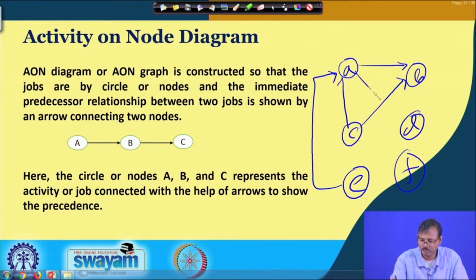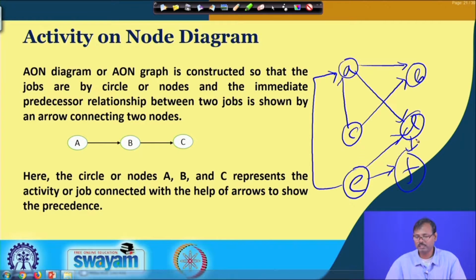So, like this way arrow can be made. So, that means it is very easy for a person to understand that these are the jobs required for the job, these are the predecessors of that job, and these are the jobs that are the successors of that particular job. So, C and E are the predecessors of A, B and D are the successors of A.